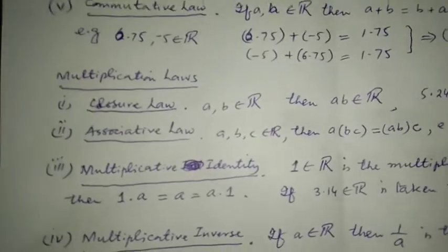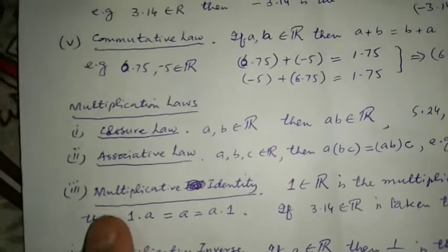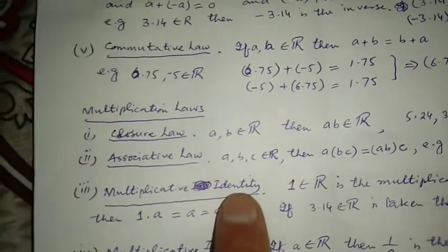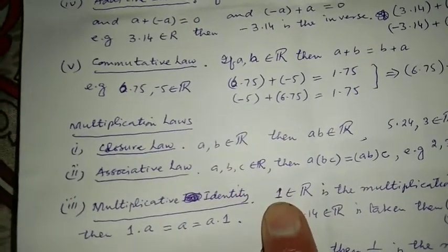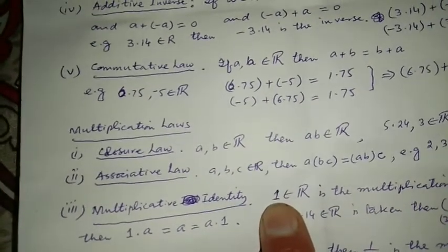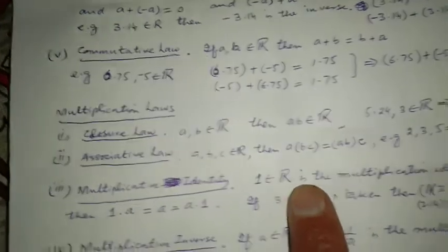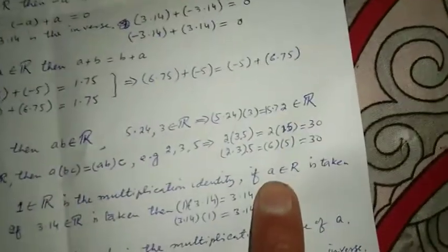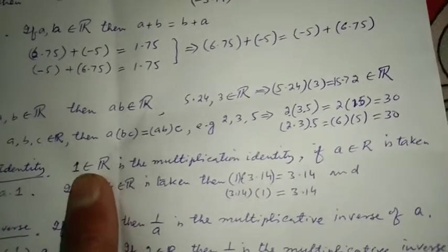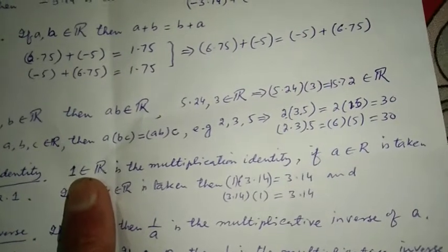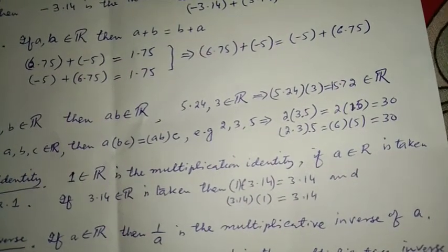Now we are coming to another law, that is multiplicative identity. So in case of real numbers, the multiplicative identity is 1, which belongs to the set of real numbers. If we take any real number and we are multiplying it with the multiplicative identity, whether from the right side or from the left side, the answer will be again the same real number.